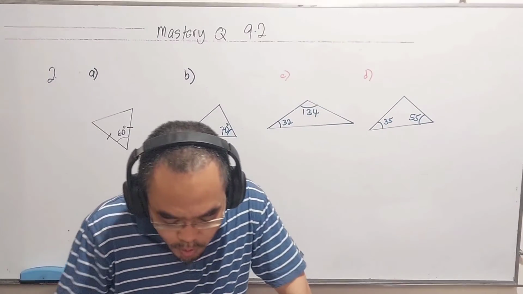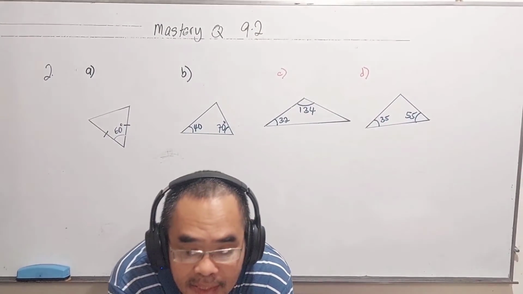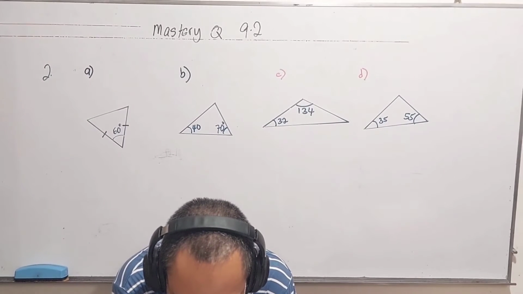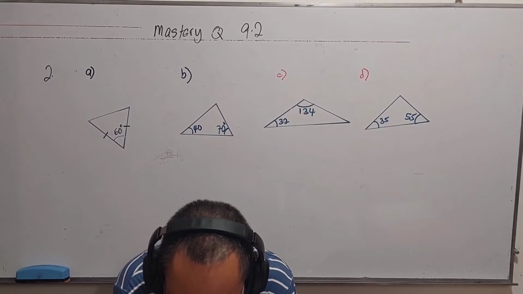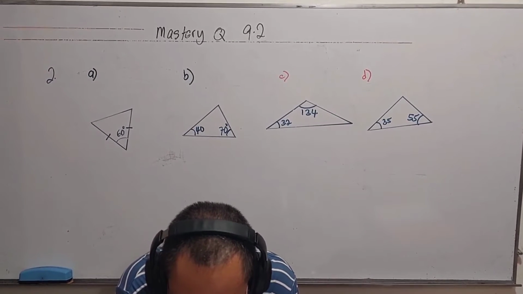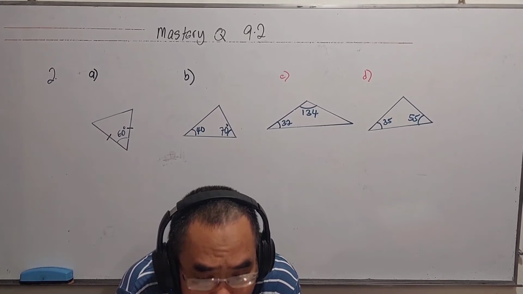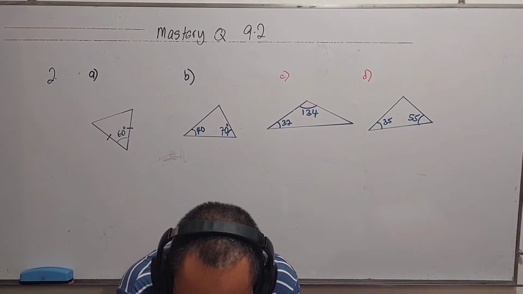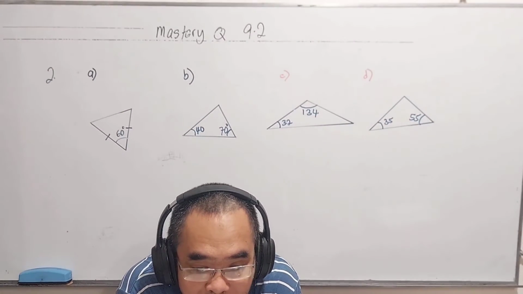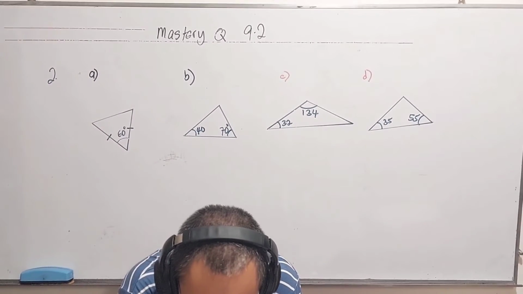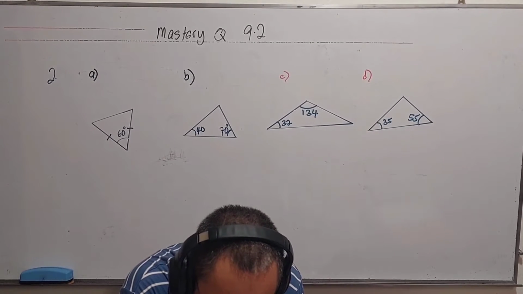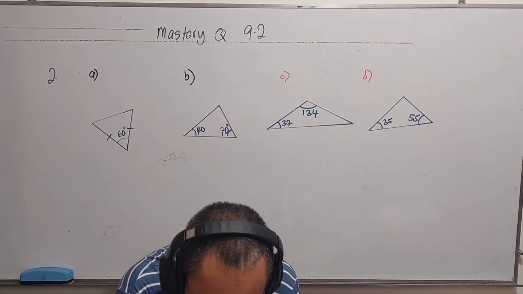Okay, let's continue with question number 2. Identify the type of triangle for each of the following triangles. How many types of triangle do we have? I also do not remember. All right, let's look at number 2A.